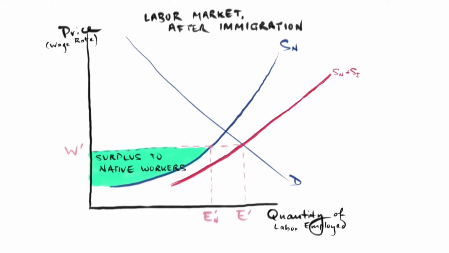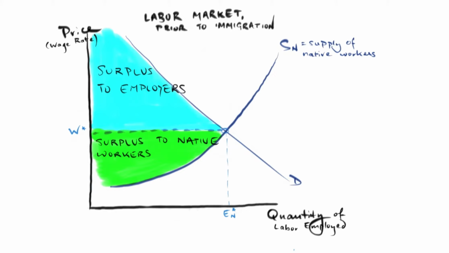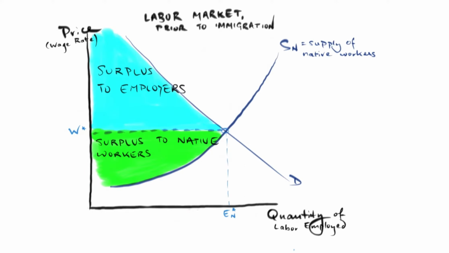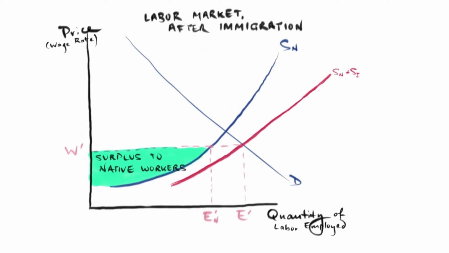And I can compare that to the surplus area before immigration. So let me switch to that slide. Okay, green, surplus to native workers before immigration, and then after. So that area shrinks. Again, before immigration and then after immigration. The fact that this surplus to native workers has become smaller means that this change hurts native workers. Fewer of them are employed, and the ones who have jobs receive lower wages.